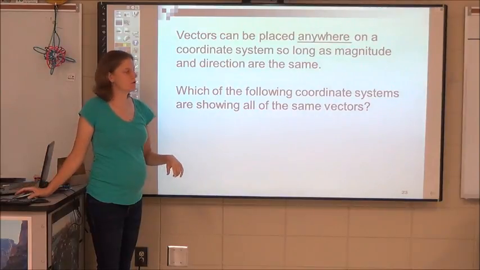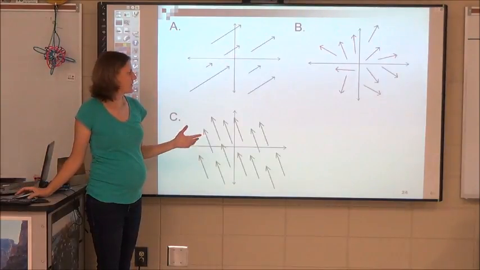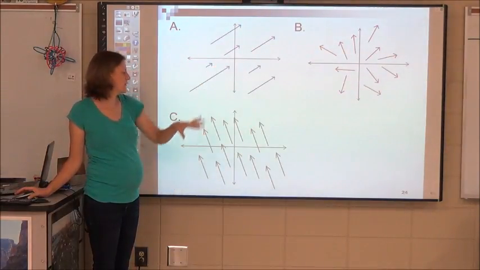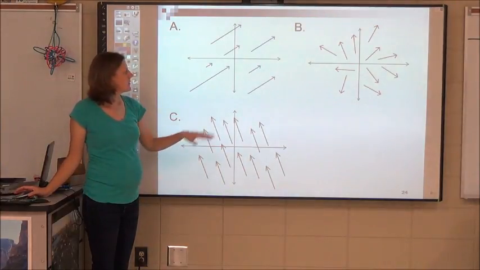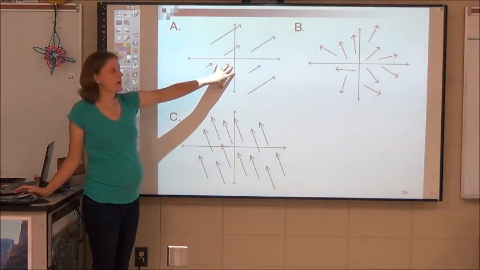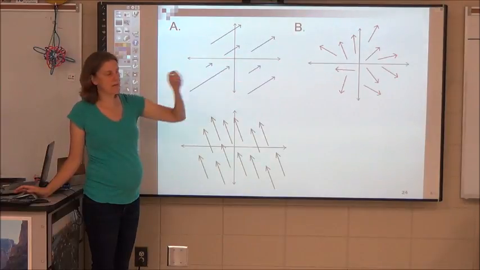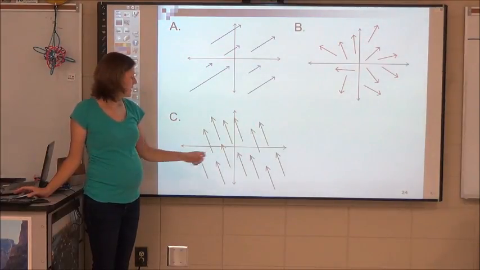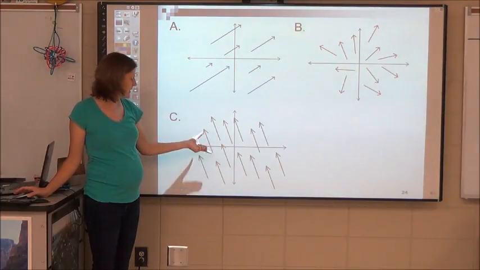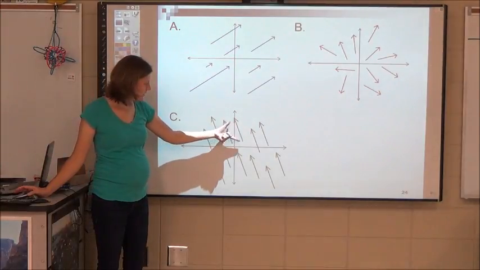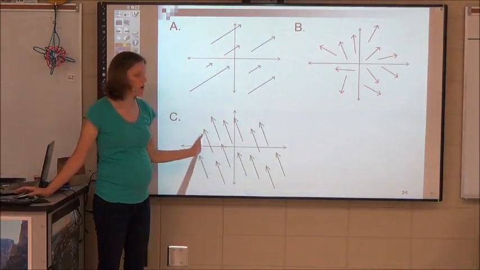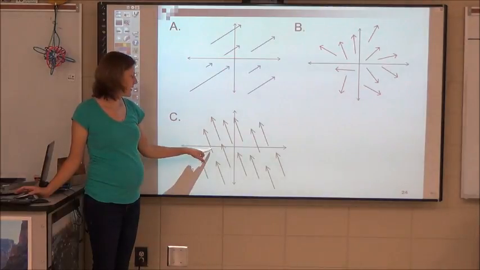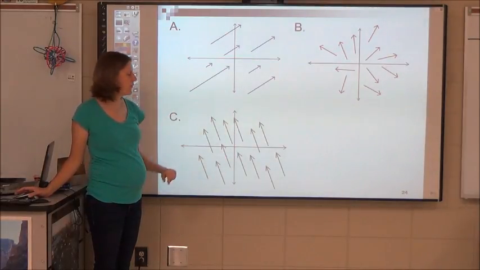Okay, so next slide. Which of these show the same vector? Is it A, is it B, or is it C? Well, there's something that's all the same about A. There's something that's all the same about B. But the answer is C. These have all the same magnitude, they're all the same size, and they're all pointing in the same direction. Yeah, they all started at different places, but they are all pointing at the same angle.